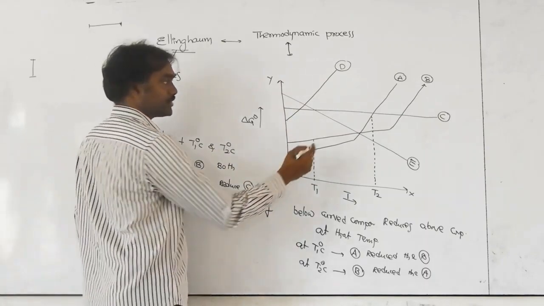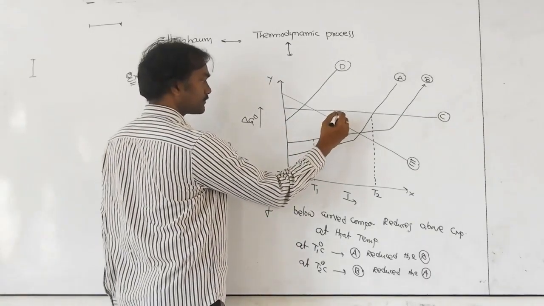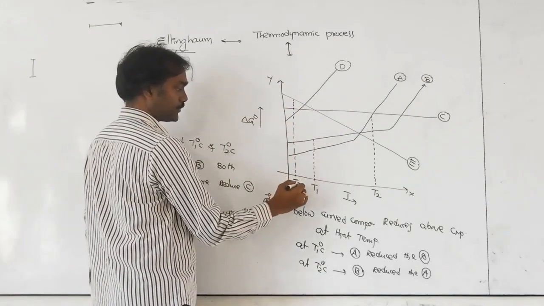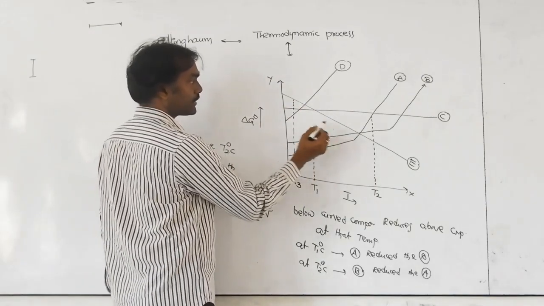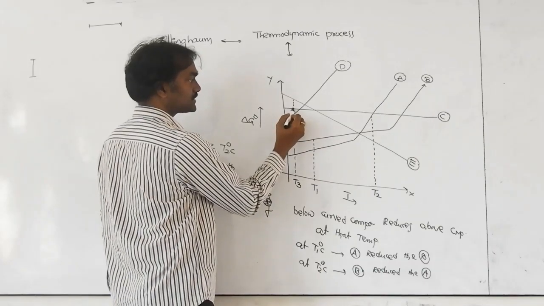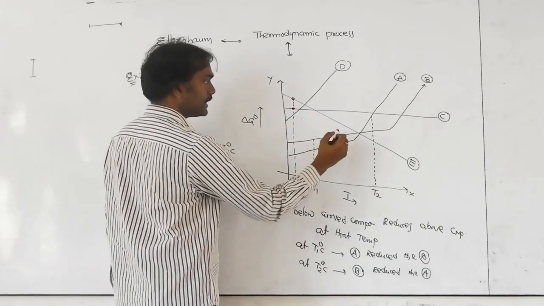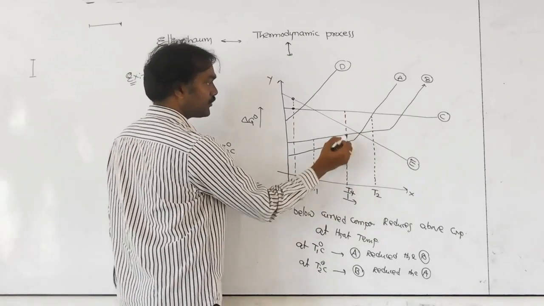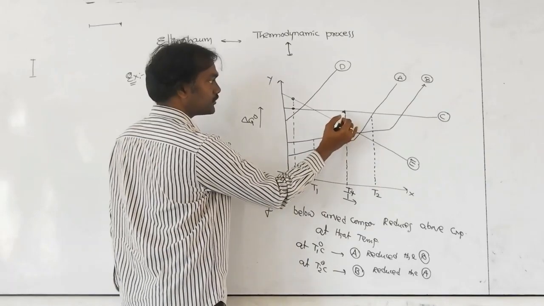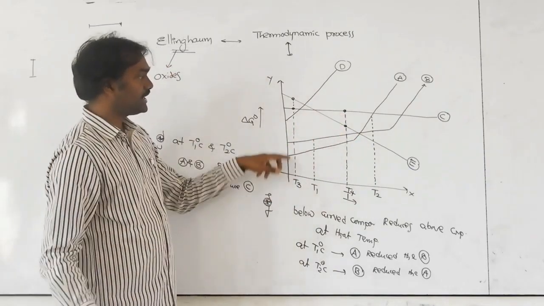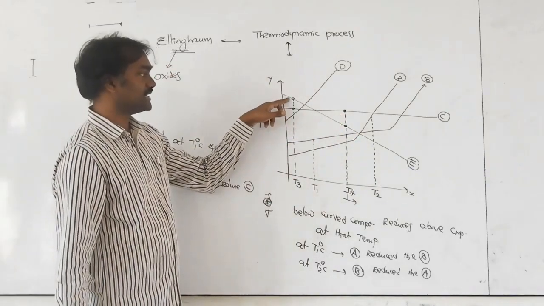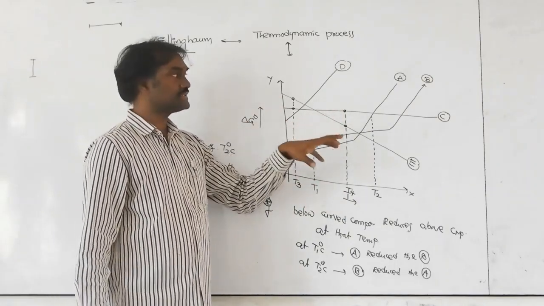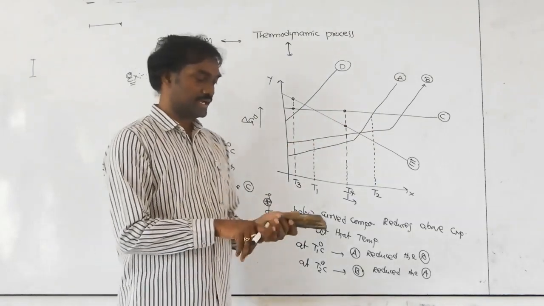Now suppose you take T3. At T3, C reduces E. Next you take T4. At T4, what happens? E is down, C is above. So at T3 C reduces E, and at T4 E reduces C. So that is the importance of this Ellingham diagram.